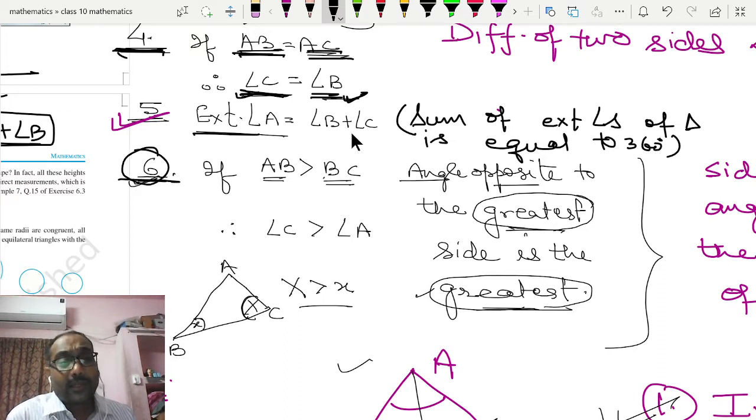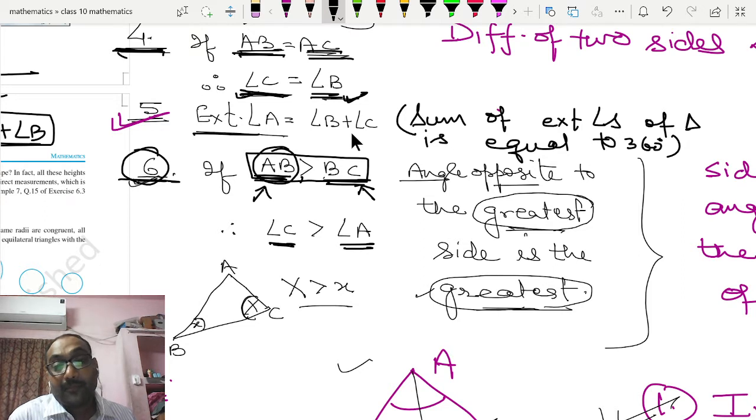This is also an inequalities property you have been introduced to in class 9, and this says that the greater side has the greater angle opposite to it. So if we are comparing two sides of a triangle, that is AB and BC, and if AB is greater than the side BC, then angle opposite to AB, that is C, will be greater than angle opposite to side BC, that is angle A.